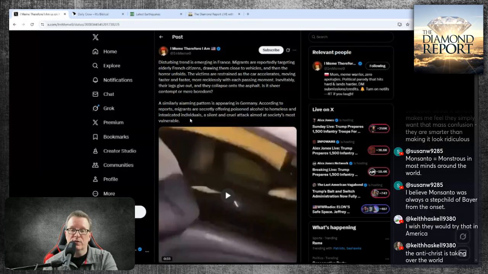The victims are restrained. So they get an older person to come over to the car and they grab them. They grab their hands, their arms. And then the car accelerates, moving faster and faster, more recklessly with each passing moment. Inevitably, their legs give out and they collapse onto the asphalt. Is it sheer contempt or mere boredom? A similarly alarming pattern is appearing in Germany. According to reports, migrants are secretly offering poisoned alcohol to homeless and intoxicated individuals. A silent and cruel attack aimed at society's most vulnerable.